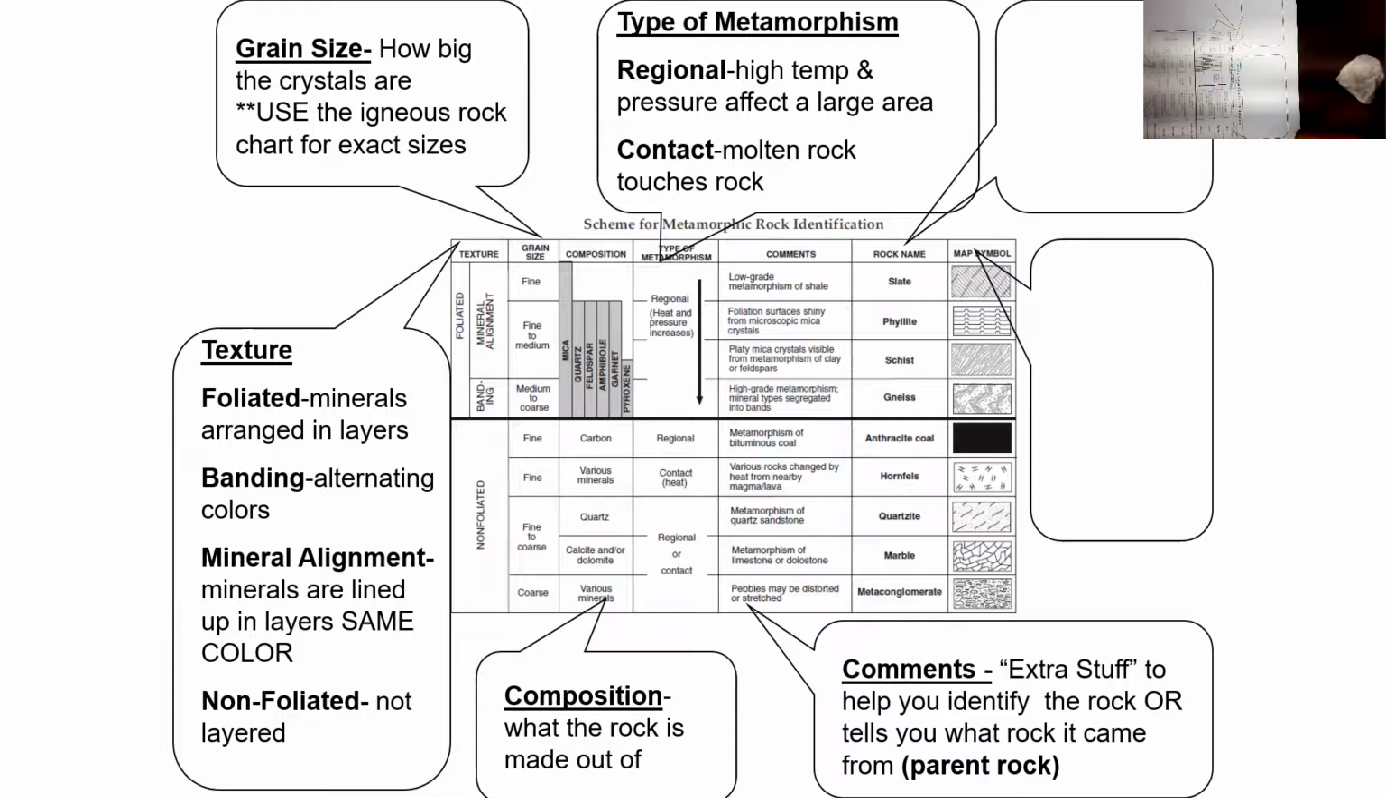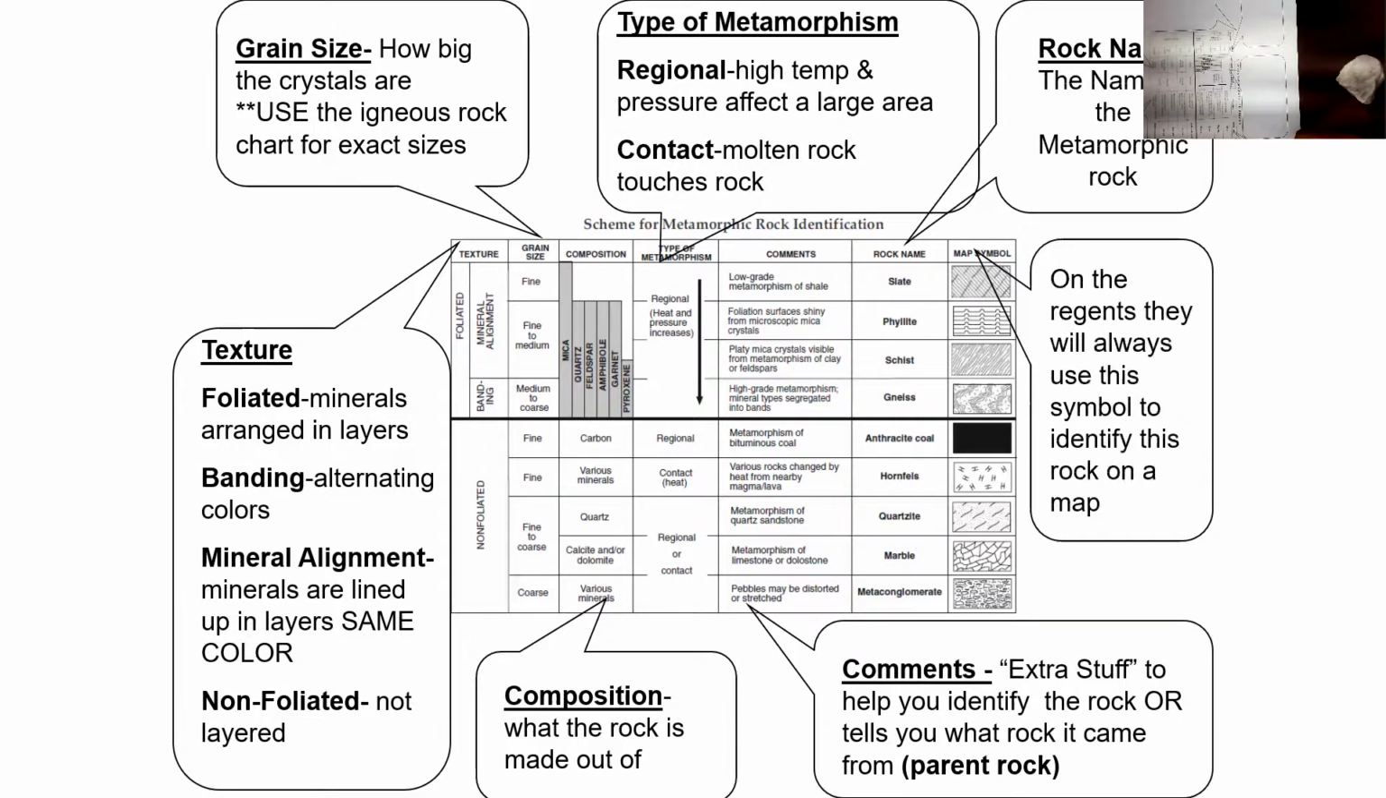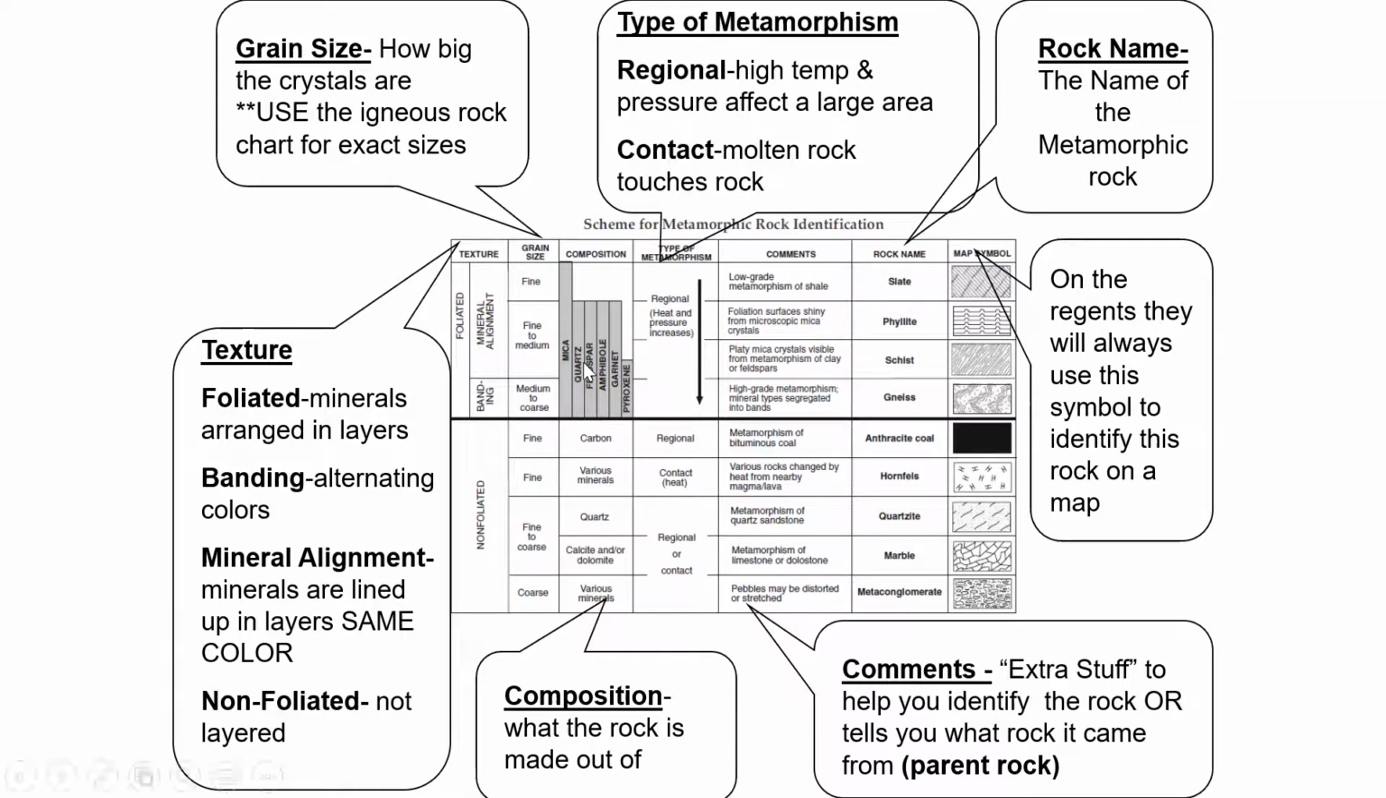The last two bubbles are super easy. We got the rock name and the map symbol. On the regents, they will always use this symbol to identify the rock on the map. Again, just like with the sedimentary, you can ignore this group until a couple months from now. Just remember that map symbol does not show what it looks like.